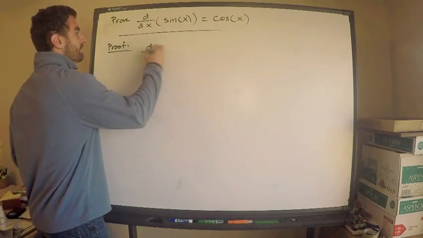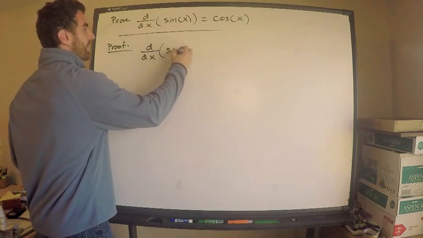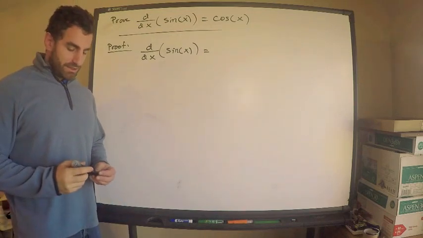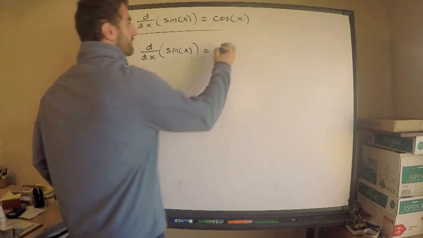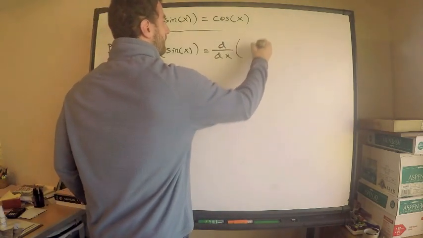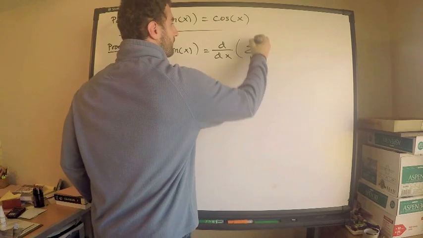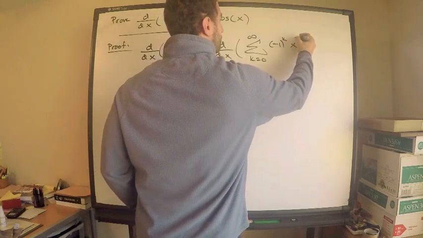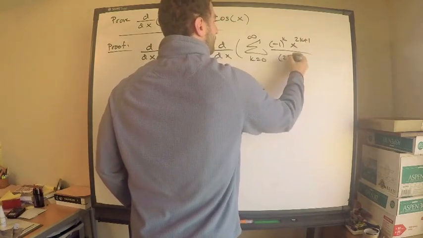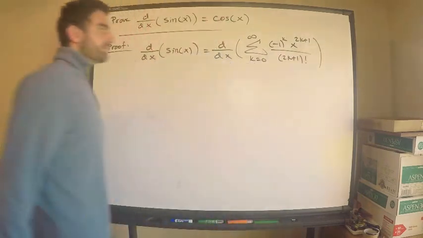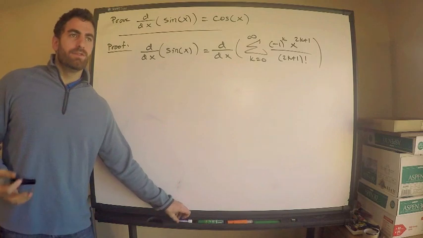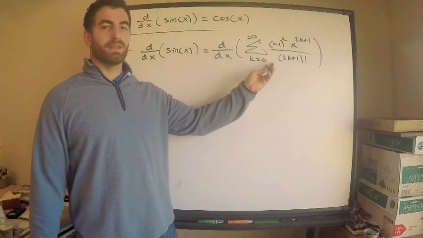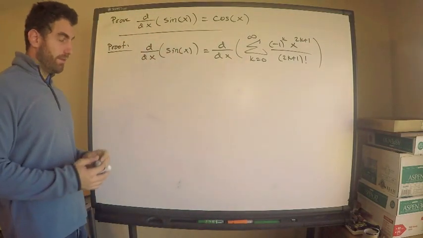So notice the derivative with respect to x of sine of x. I just need to differentiate the series representation for sine of x, the power series. So this is equal to the derivative with respect to x of the sum from k equals 0 to infinity of -1 to the k x to the 2k plus 1 divided by 2k plus 1 factorial. If you've found the power series representation of sine, you realize it's this. It's not too bad to discover using Taylor polynomials.